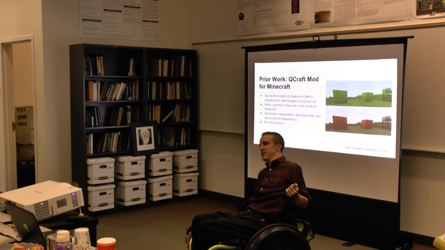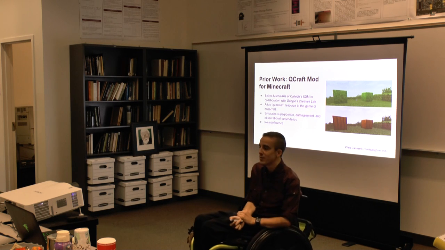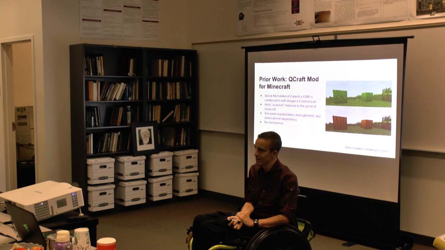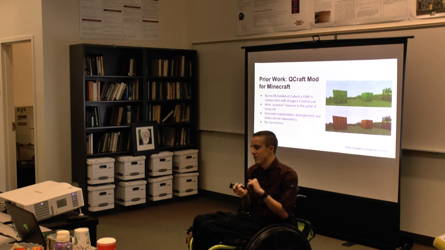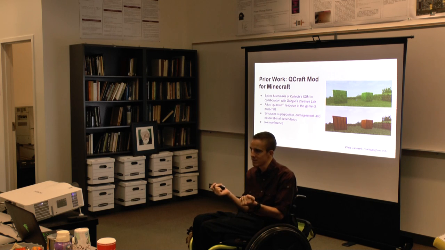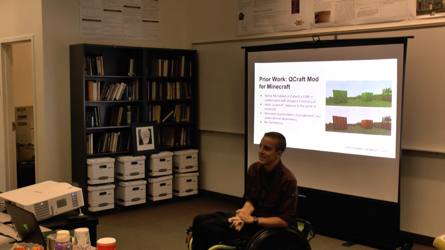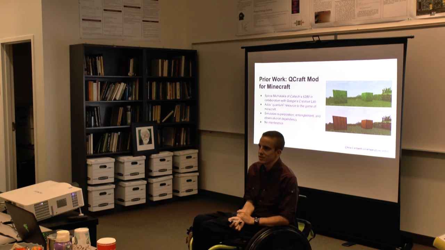And then there's what I consider, up to that point, probably the best example, the QCraft mod for Minecraft. They added a special type of box that could exist in superposition and could be entangled with other boxes, but there's still no interference. And it's very limited. I mean, you're not actually building on a superposition that is underlying in the code of the game. Entanglement is, I mean, it's just kind of dependency.